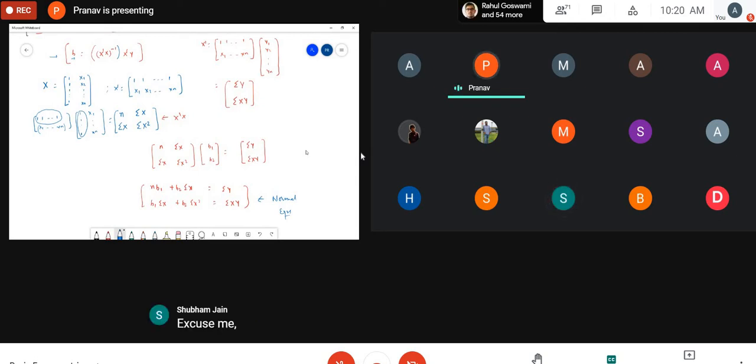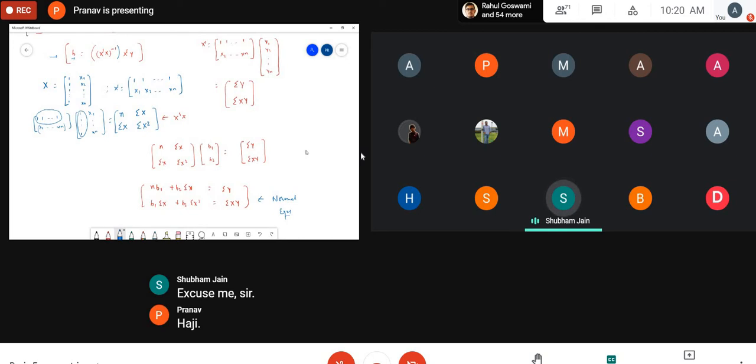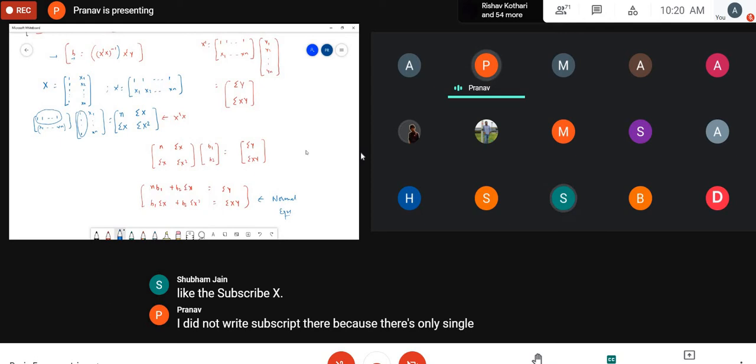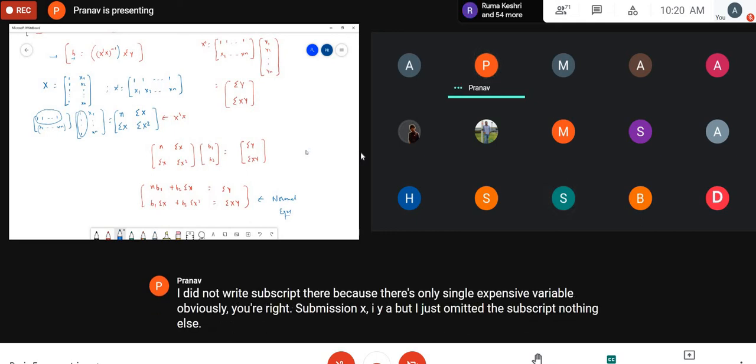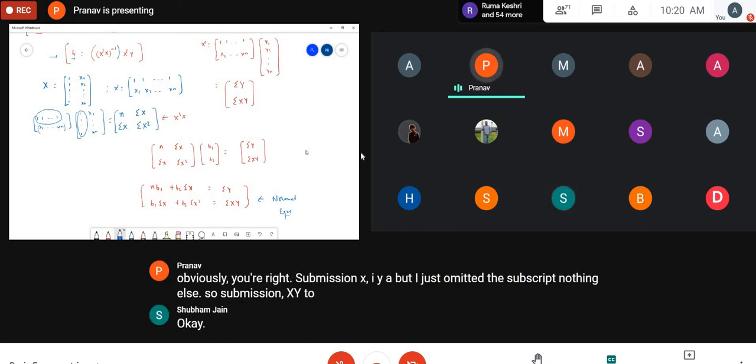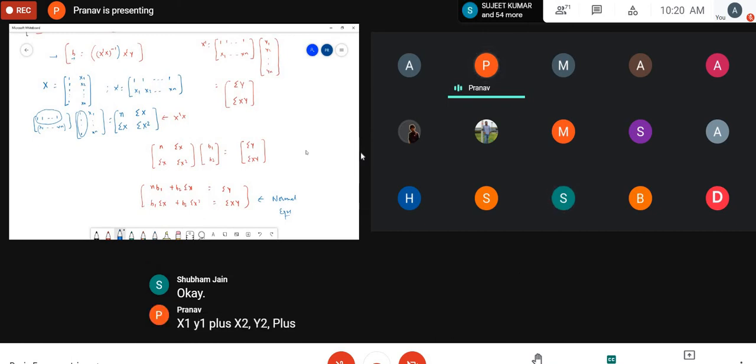Excuse me, sir. If we are using the word summation, shouldn't we write summation xi instead of simple summation x? Come again, summation xi? I did not write the subscript there because there is only a single explanatory variable. Obviously, you're right. It should be summation xi yi, but I just omitted the subscript. You should understand that summation xy is the x1 y1 plus x2 y2 plus up to xn yn term, because this is how we derive it here. I just omitted the subscript. Nothing else.